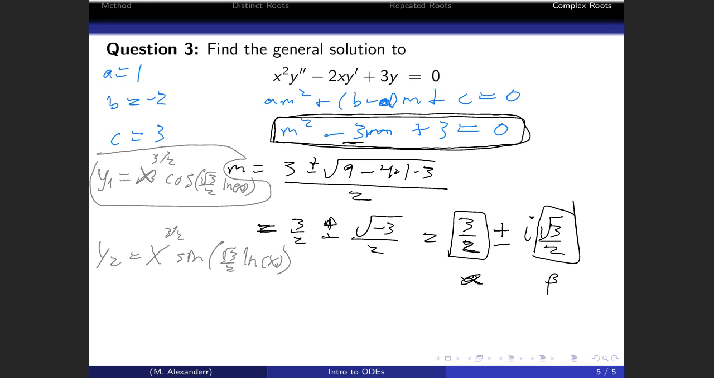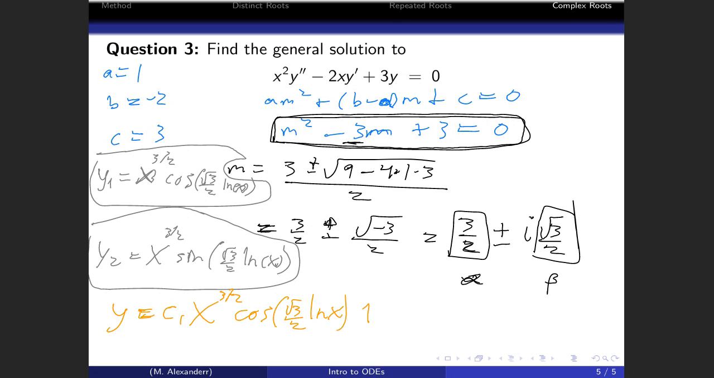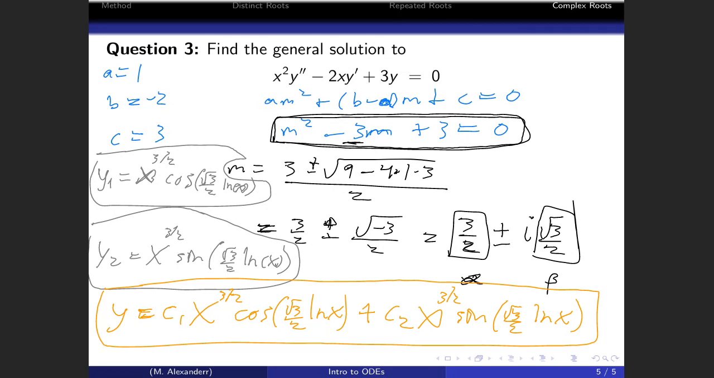And now the question is asking us to find the general solution, and so we need to make the linear combination of the two. So this is going to be y is equal to c1 x to the 3 over 2 cosine of square root of 3 over 2 ln of x, and then plus c2 x to the 3/2 sine of square root of 3 over 2 ln of x. And that is your general solution to this homogeneous Cauchy-Euler equation.